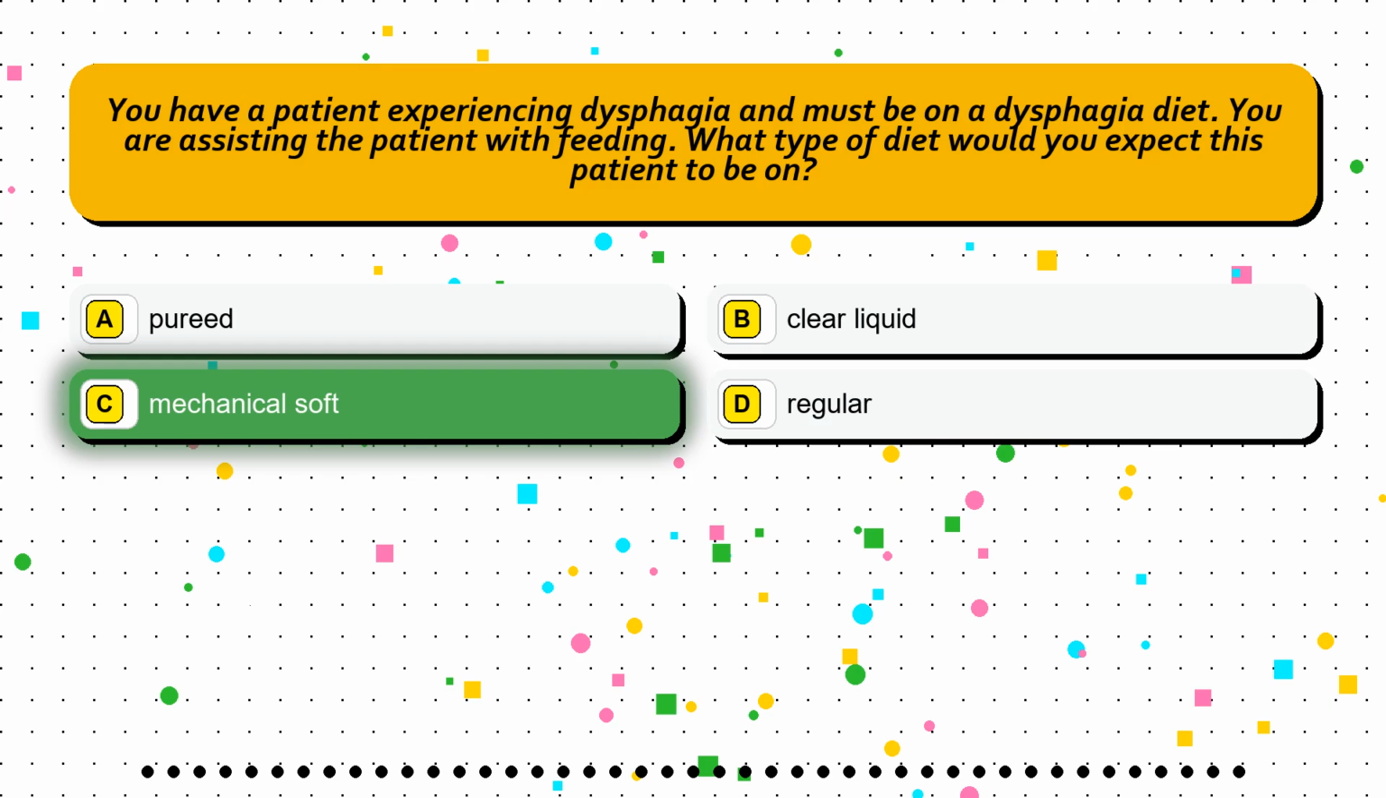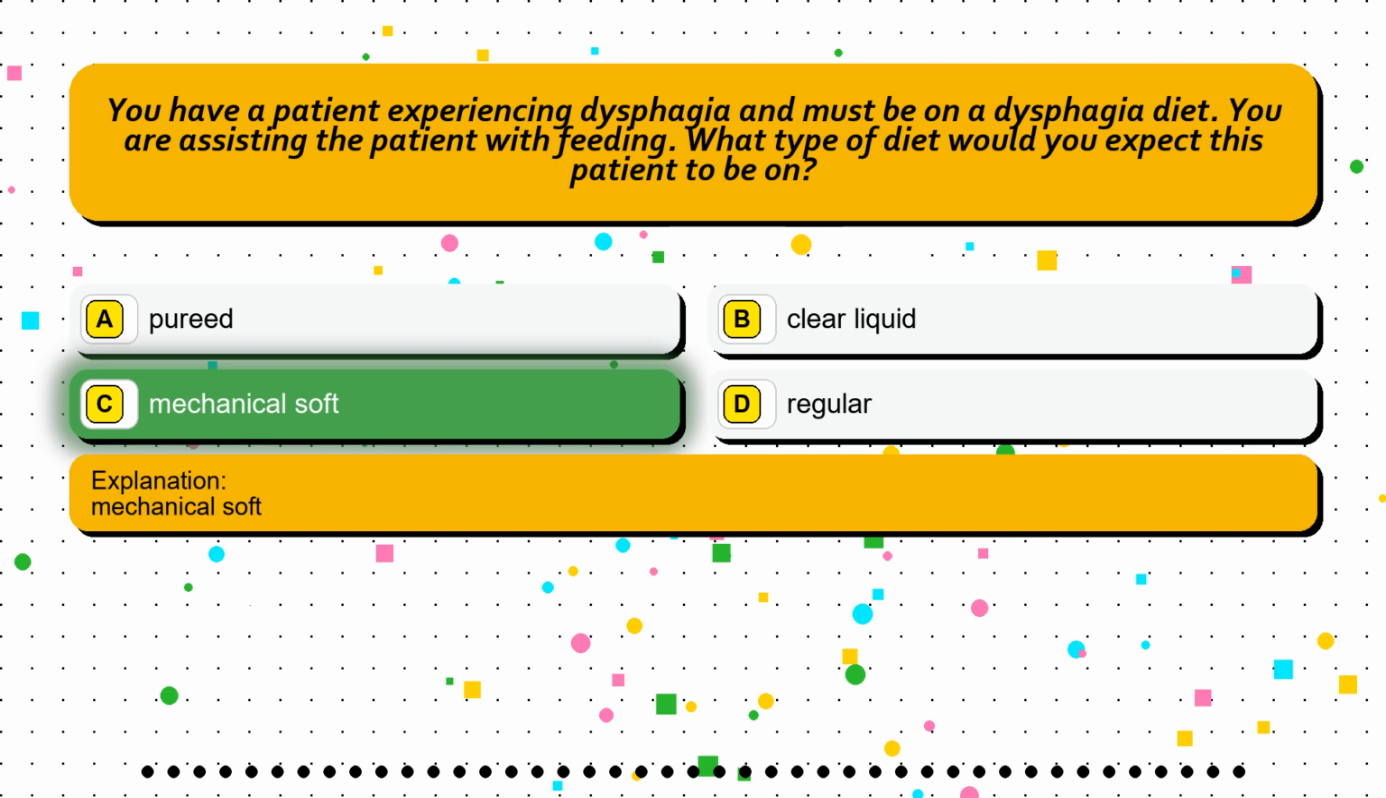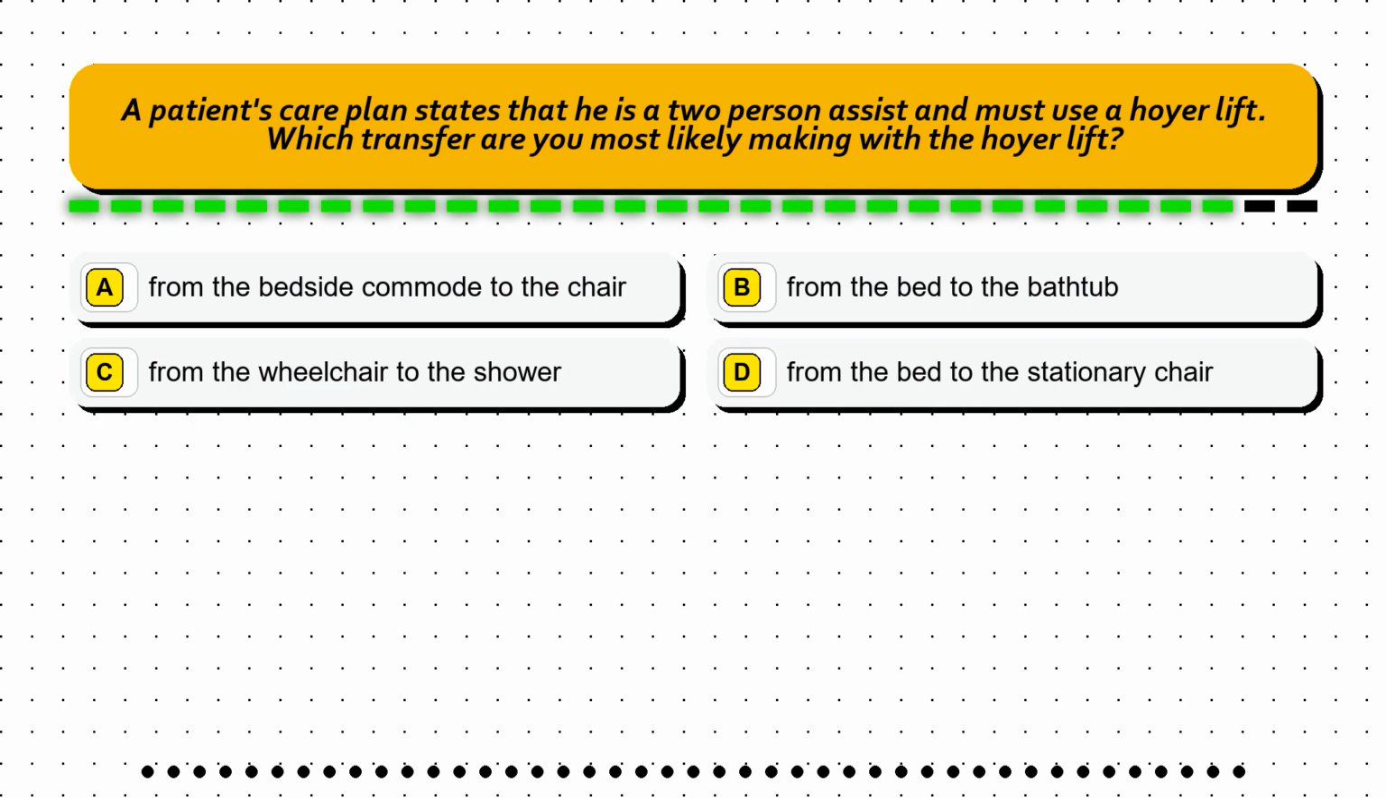The correct answer is option C, mechanical soft. Question 12. A patient's care plan states that he is a two-person assist and must use a Hoyer lift. Which transfer are you most likely making with the Hoyer lift?